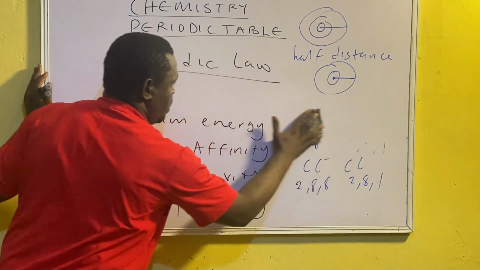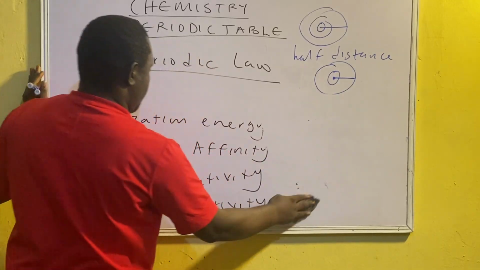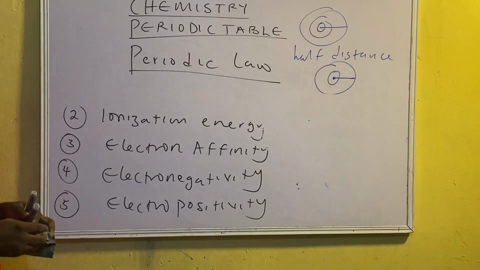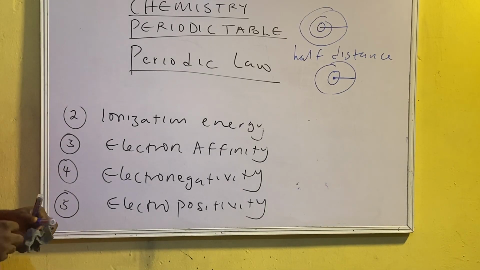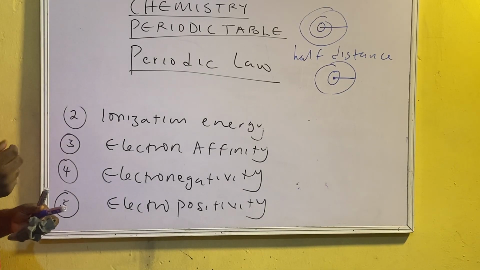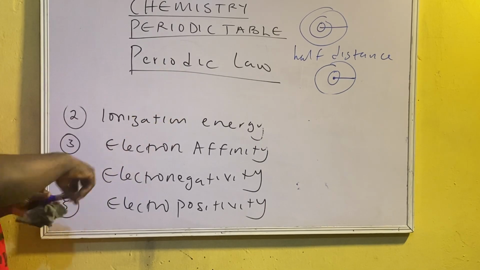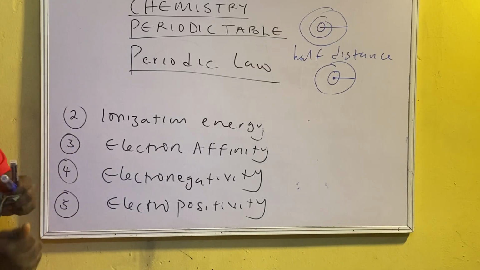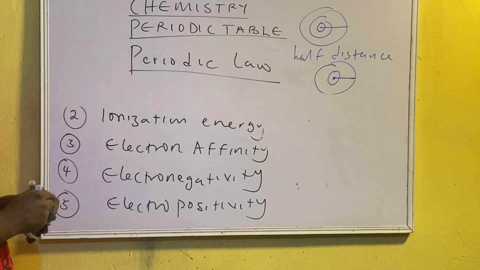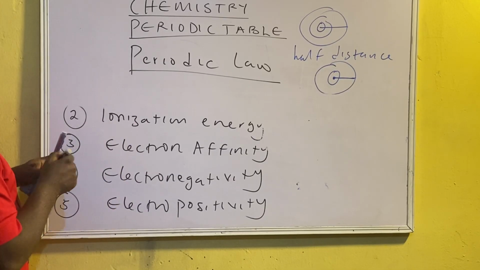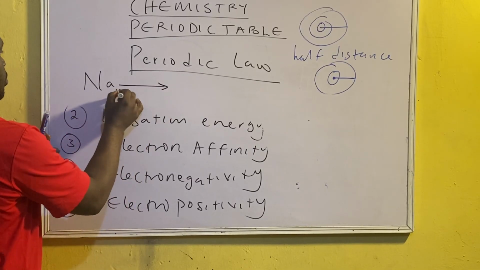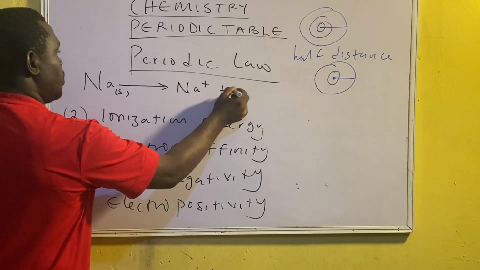That takes me to the next one called ionization energy. Ionization energy is very simple. It's just telling you the minimum energy that is required to remove an electron from an atom or a loosely bound atom to form an ion, or a gaseous ion. So what ionization energy is all about is loss of electron.